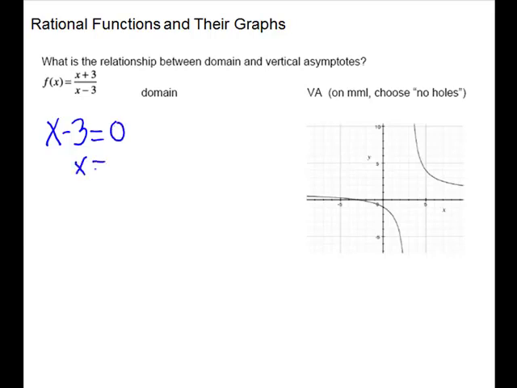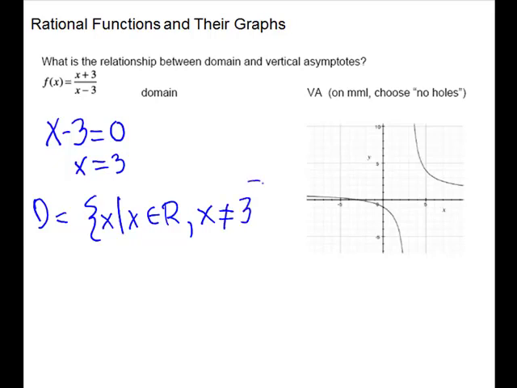And so x equals 3. For the domain, we're going to say this is the set of all reals, and x is not equal to 3. For our vertical asymptote, we set our denominator equal to 0, and this is actually our vertical asymptote, right? This piece that we throw out of the domain.